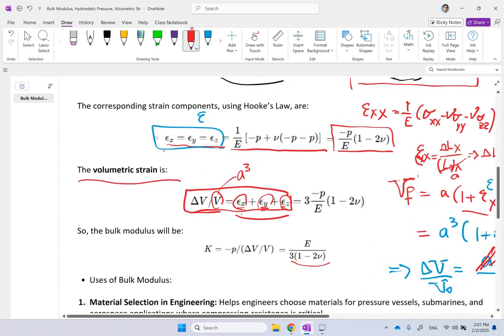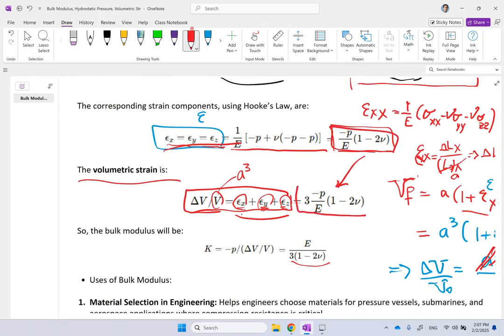Now, since they are all equal and we just found them, we're going to plug it in. So this is the volumetric strain. And we just replace it down here. In the formula, this P and that P would cancel out. This negative and that negative would cancel out. And you're going to get E over 3 times 1 minus 2 nu.